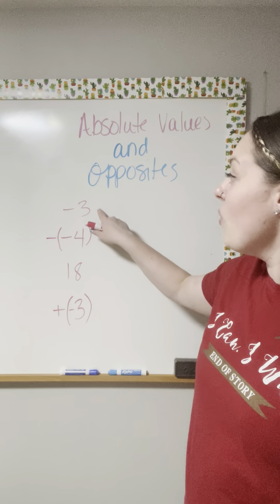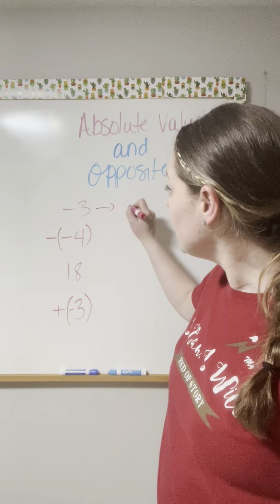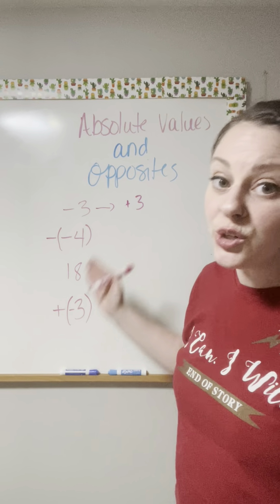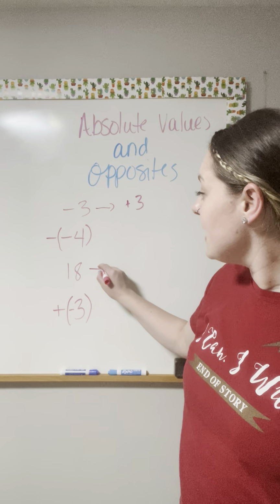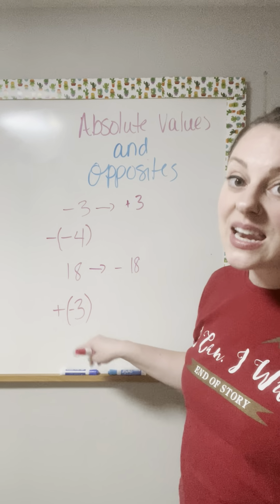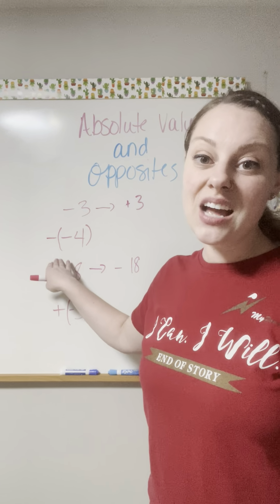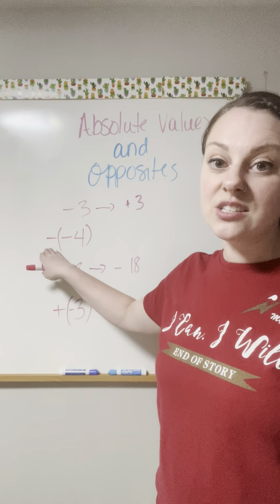So here we go. What is the opposite of -3? +3. And you don't have to put that plus sign, okay? I'm going to skip this one. What's the opposite of 18? Negative 18. Now this one right here, you guys are going to be learning about these two signs right here.